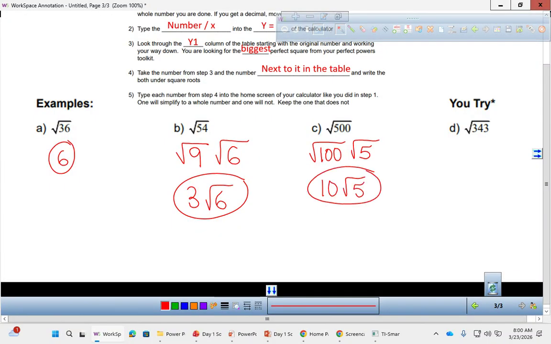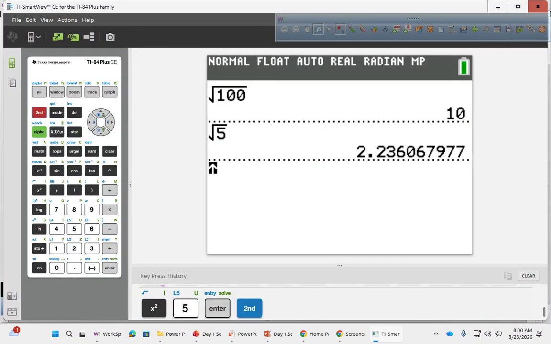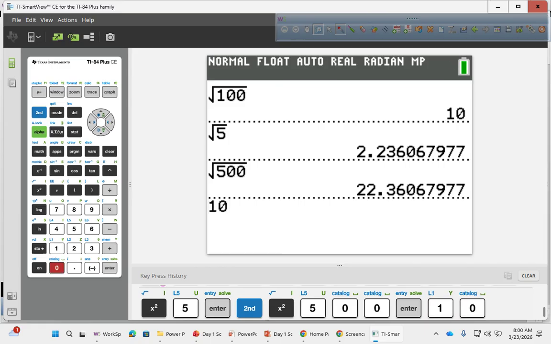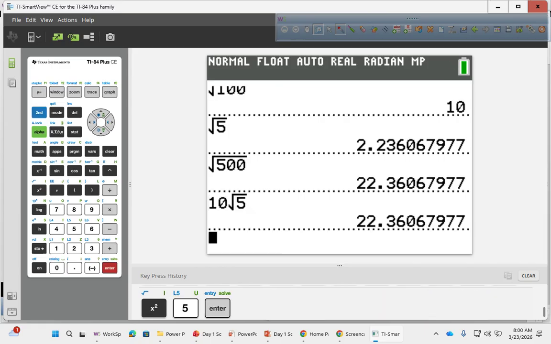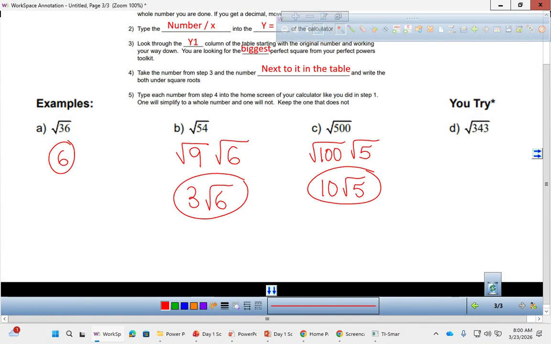And one more final check would be the square root of 500, comparing that to 10 square root 5. If I'm right, the decimals will match perfectly. If I'm wrong, they won't. So you can check your answer for all of these. All right, you guys take a moment and try letter D if you haven't done so already.